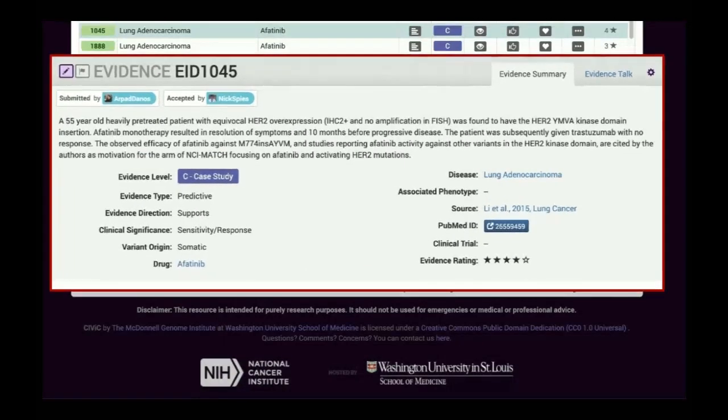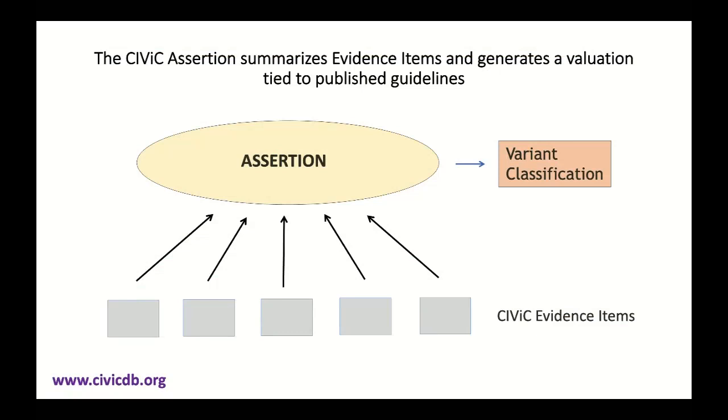In this case, our evidence item supplies predictive evidence supporting sensitivity to the drug afatinib in lung cancer derived from a case study and linking back to the original PubMed evidence source. Given a collection of evidence items in CIViC representing the same variant and clinical annotation, such as, for example, EGFR L858R sensitivity to erlotinib in non-small cell lung cancer, this collection of evidence can be summarized into an assertion.